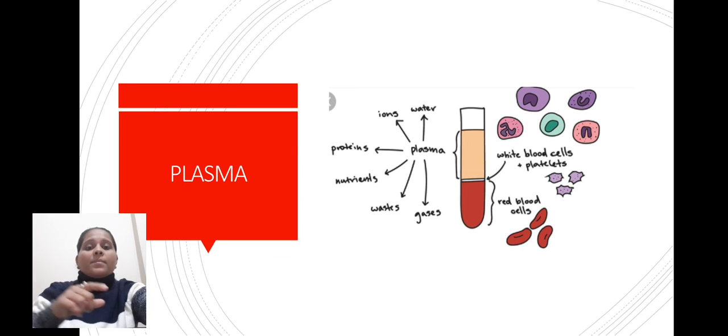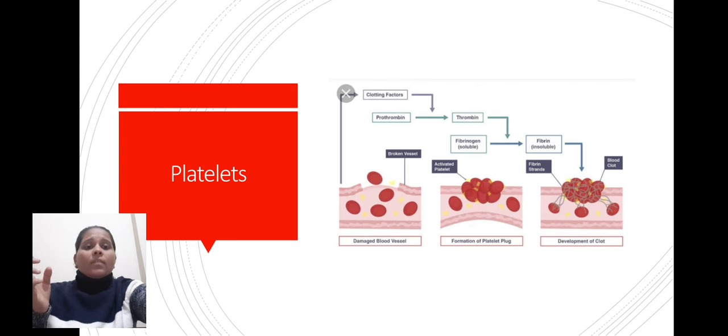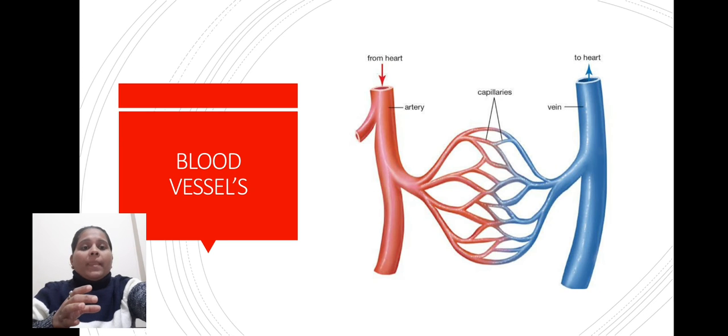This diagram represents the plasma, and plasma includes water, ions, proteins, nutrients, waste, gases, etc. And this is the platelet structure, which helps in coagulation. Okay, the next one is the blood vessels, which help in the human circulatory system.